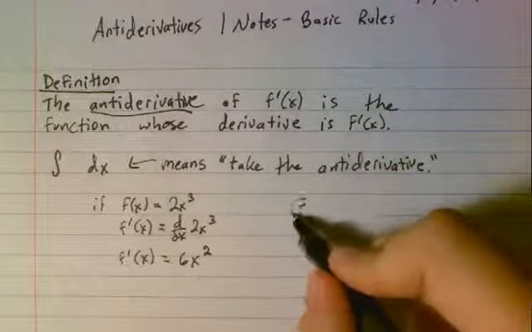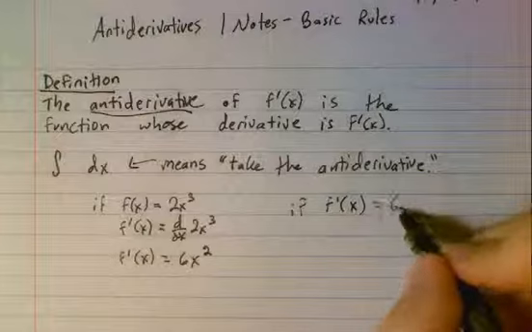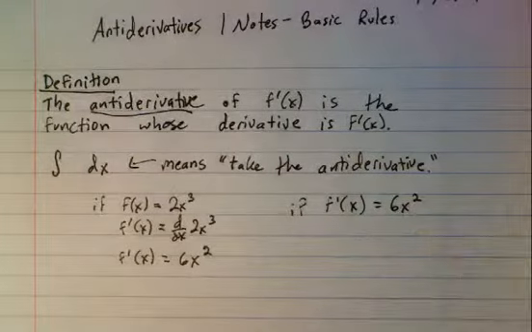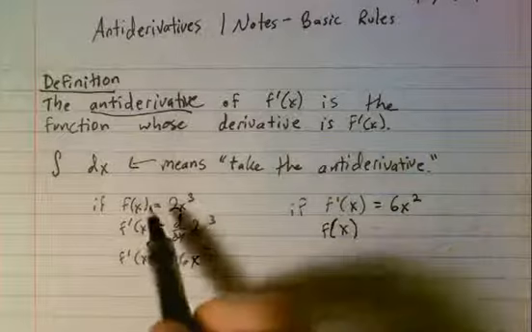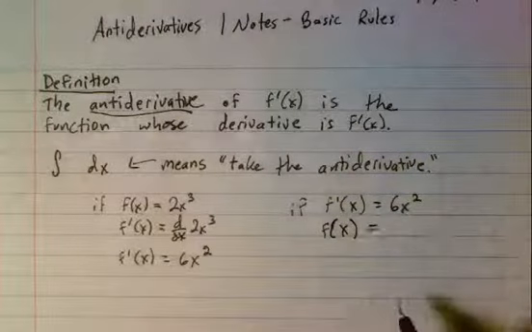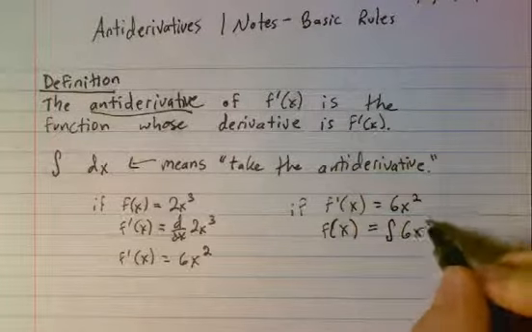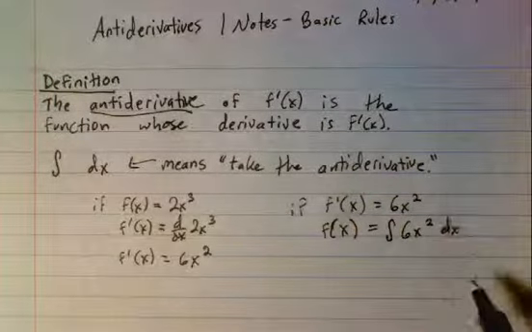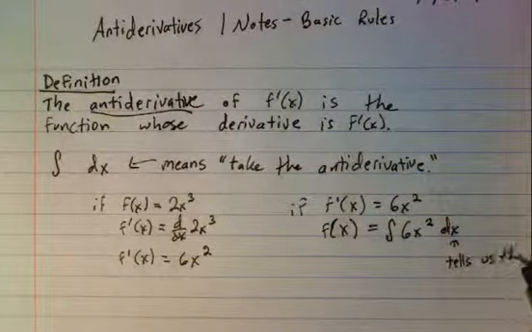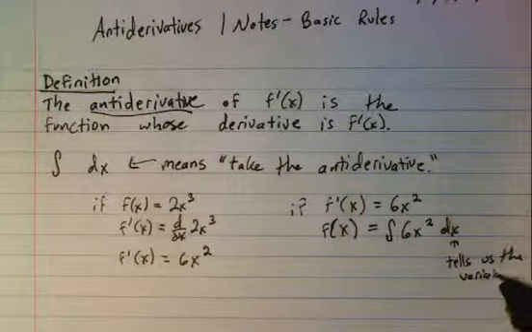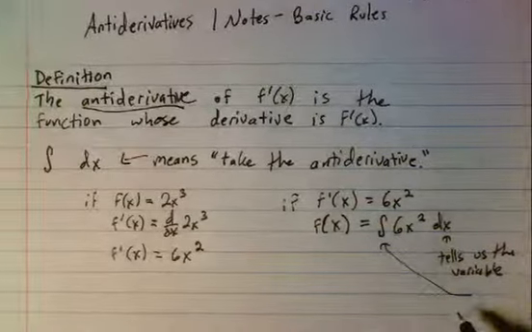So let's say we know that the derivative of f of x is 6x squared. Now what we want to do is find f of x, that original function. So we do that by doing the antiderivative. Let's take the antiderivative of 6x squared dx. And this dx tells us our variable. And this right here tells us take the antiderivative.